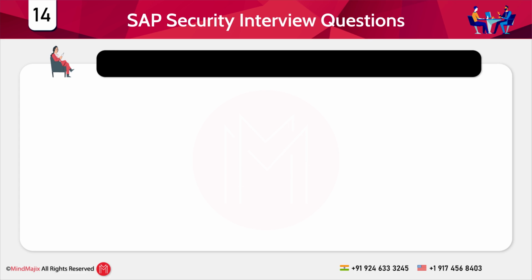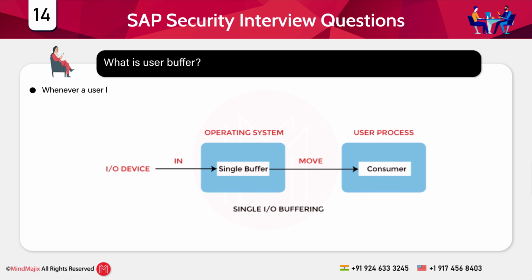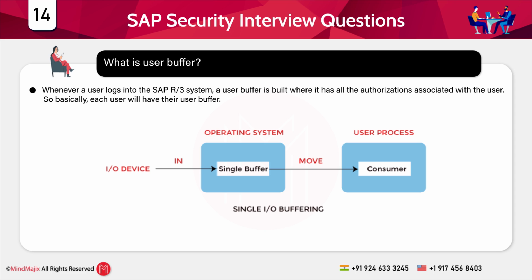The next question is a very important question. What is user buffer? Whenever a user logs into the SAP R/3 system, a user buffer is built where it has all the authorizations associated with the user. So basically, each user will have their own user buffer. Just to give you an example, if there is a user called Krishna and he tries to log in to the system, then the buffer would have authorization information under user_Krishna_role.